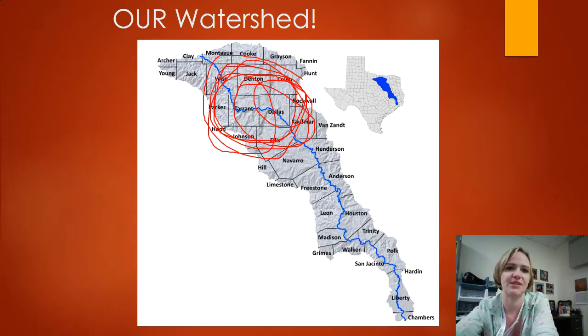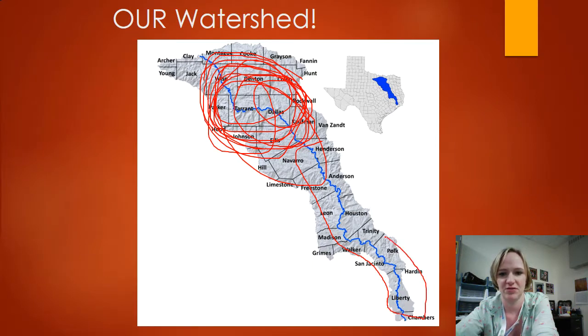But it gets seriously polluted right in here, and then right in here, like this is sort of a very not very populated part of Texas.